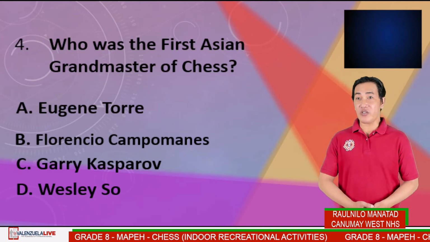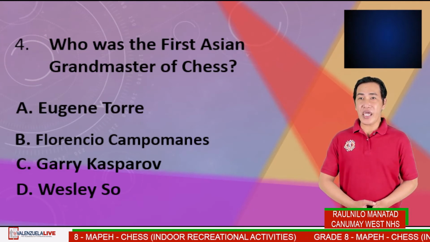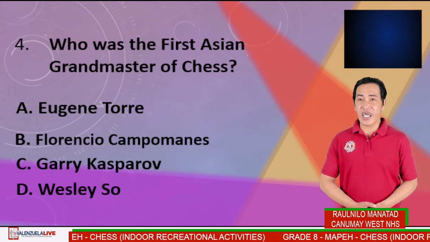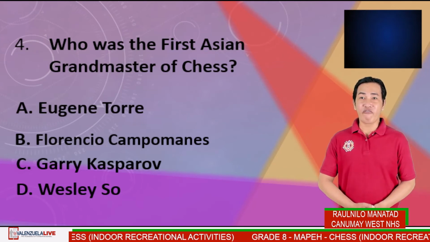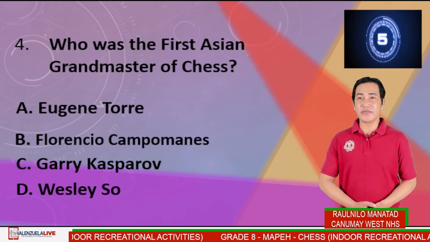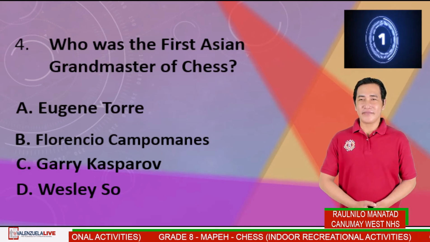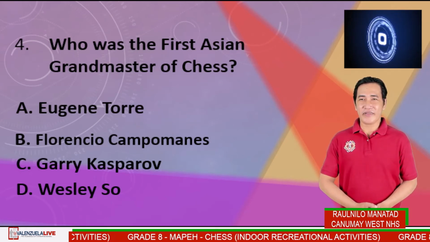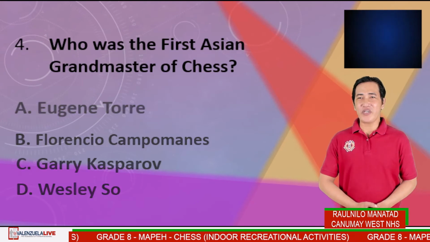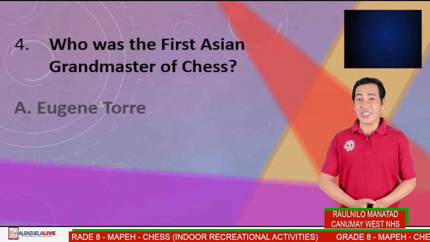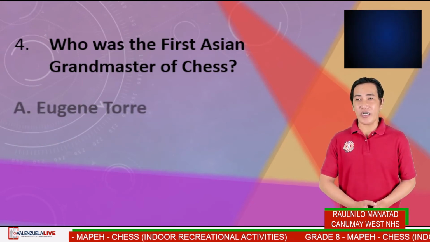Who was the first Asian Grandmaster of chess? A. Eugene Torre. B. Florencio Campomanes. C. Garry Kasparov. D. Wesley So. Wonderful! He was Grandmaster Eugene Torre.